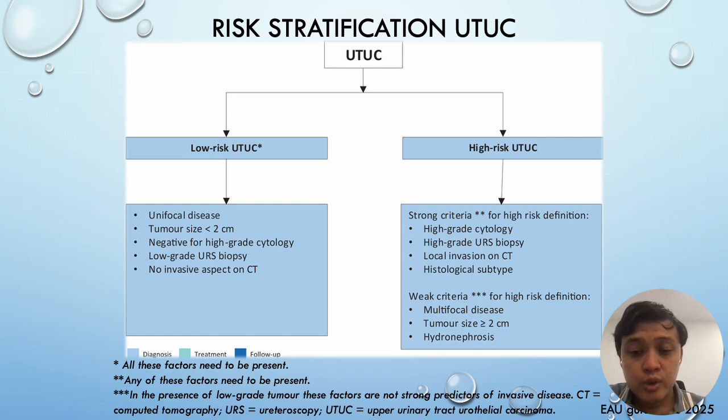Then there are some weak criteria here: presence of multifocal disease, tumor size more than 2 cm, or hydronephrosis. Previously, any presence of these would render them as a high risk UTUC, but now based on guidelines, in the presence of low grade tumor, if you have any of these criteria, they can still be considered low risk. So the most important thing is the presence of any of the strong criteria, which will make them a high risk UTUC.